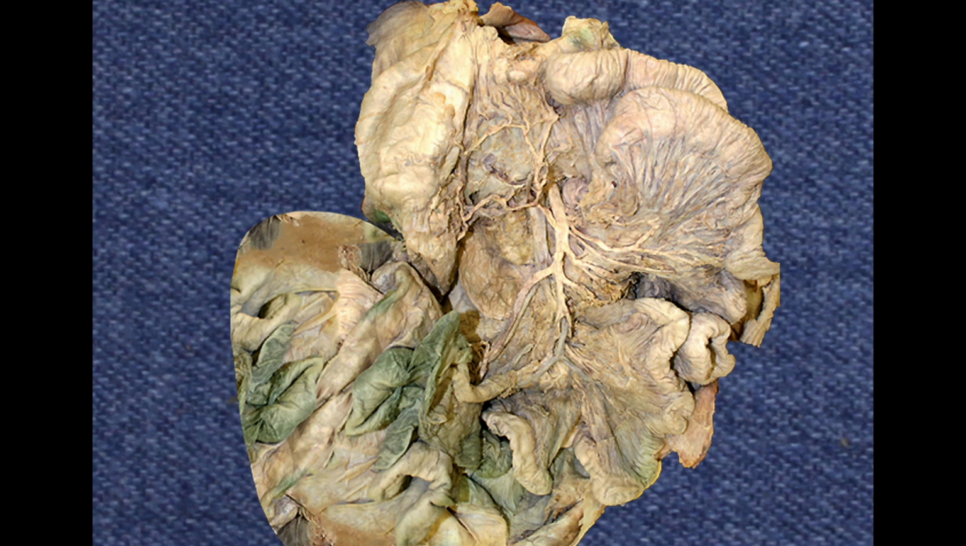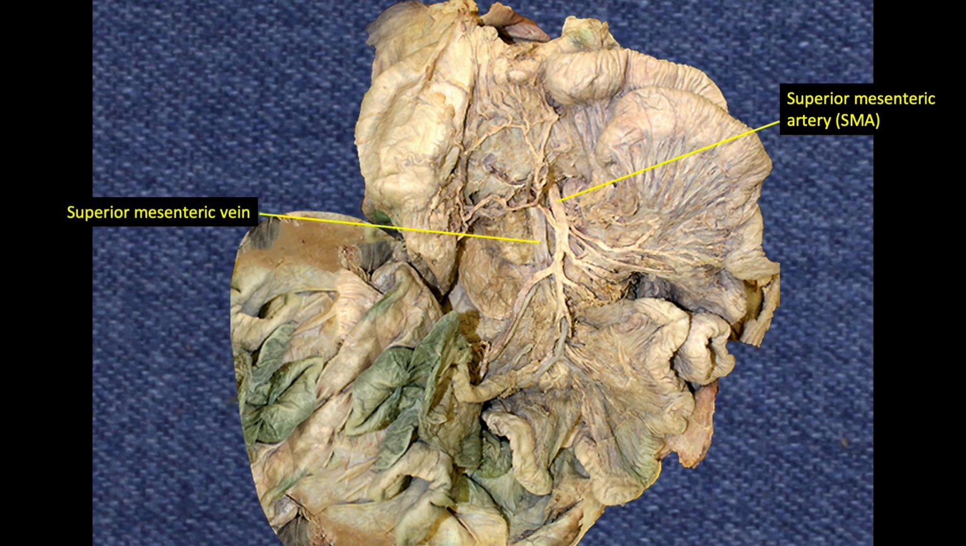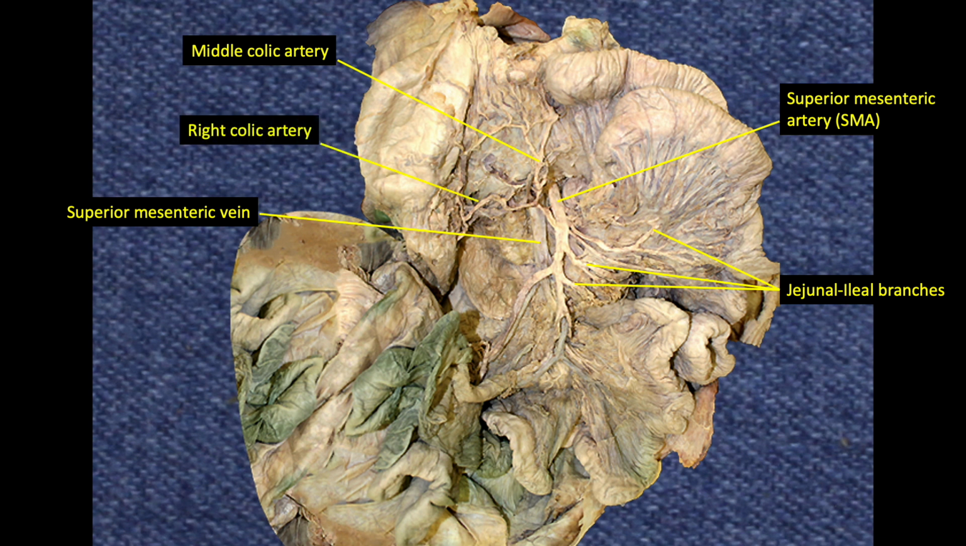It is possible to continue cleaning the arterial tree free of veins, autonomic nerves, and mesentery as was done in this image. We can again review the superior mesenteric artery, the superior mesenteric vein, the jejunal ileal branches coming off the left side of the artery, and then the named arteries, the middle colic artery, the right colic artery, the ileocolic artery, and finally, note the continuation of the SMA.